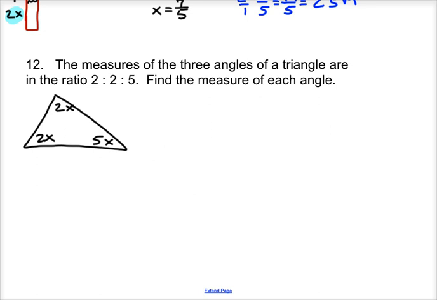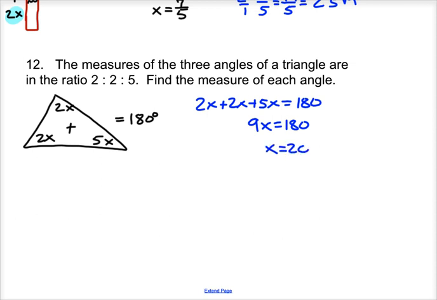I know that if I add up all the angles in a triangle, they will all add up and give me 180 degrees. So looking at an equation, I would have 2x plus 2x plus 5x, all adds up to 180. Well, put all of the x's together and you get a total of 9x equaling 180. Divide by 9, and we get x equals 20.